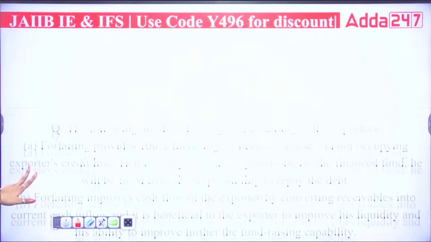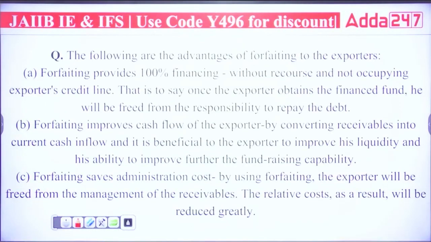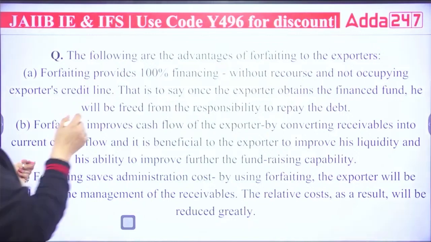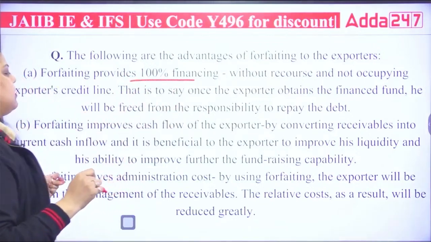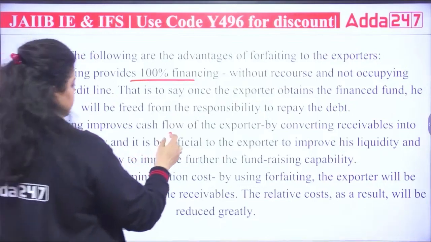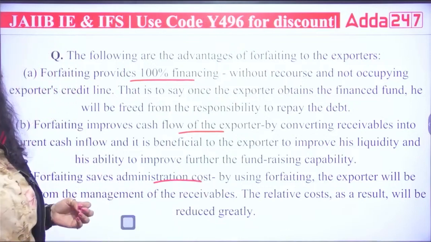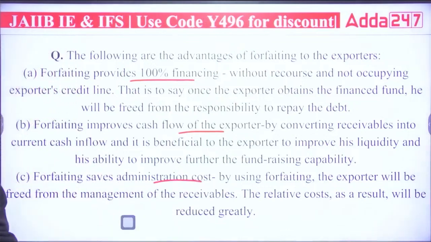Clear? Next question is talking about here. The following are the advantages of forfeiting to the exporters. Okay, so certain options have been given. First is saying forfeiting provides 100% financing. Second is saying forfeiting improves cash flows of the exporter. Third is saying forfeiting saves administration cost. And out of these, you have to answer which of the following is correct. Which of the following are the advantages of forfeiting to the exporter? A, B, C or D?